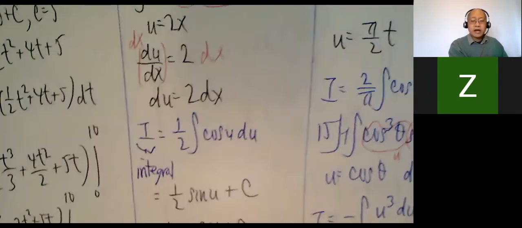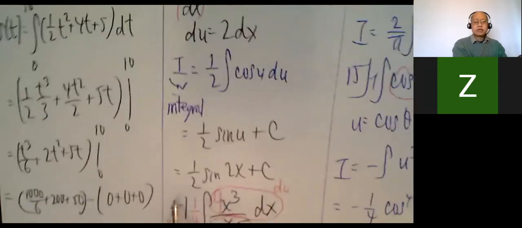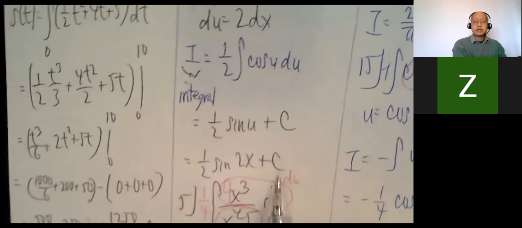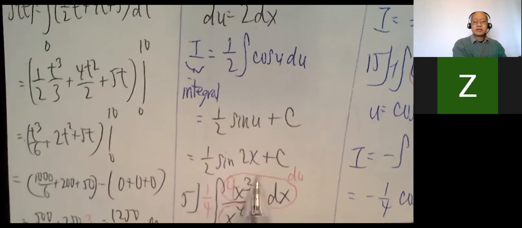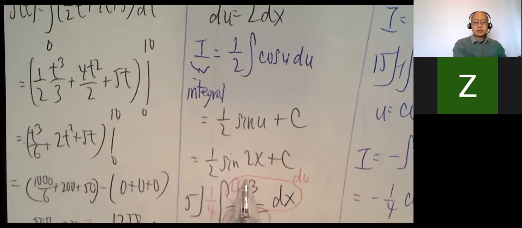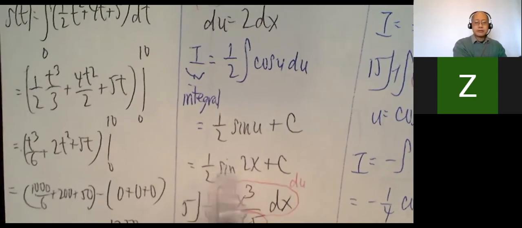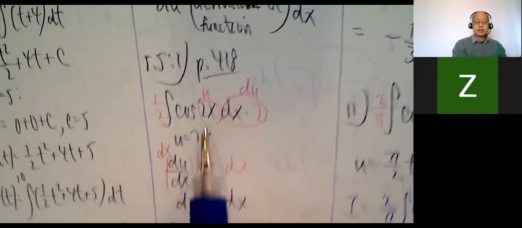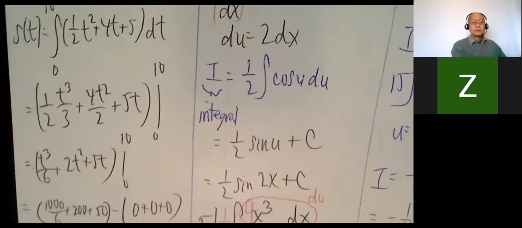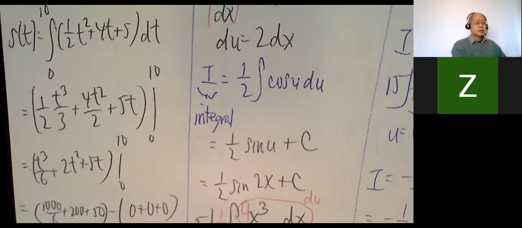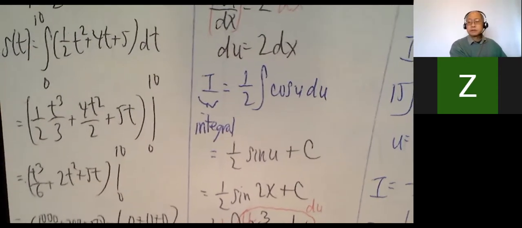And as you should know, how can I check any integration? Differentiate. What's the derivative of 1/2 sine 2x plus c? Well, you already know the derivative of the constant is 0. The derivative of 1/2 sine 2x is 1/2 cosine 2x times 2 by the chain rule. Well, 1/2 times 2 is 1. That cancels out. Cosine 2x. It works. Works perfectly. Okay, so we're looking for a function and its derivative for these kind of problems.